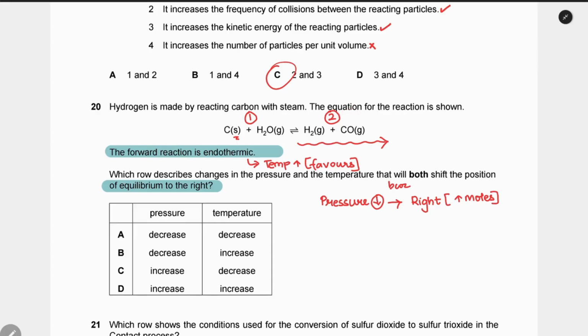Now, if there are higher moles on the right-hand side, the system will oppose the change and go to the left side, which decreases the temperature. So over here, we're going to decrease the pressure. The answer for this would be decrease the pressure and increase the temperature. So the option is B.